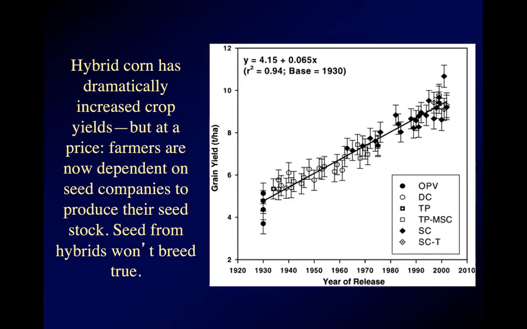The catch, though, is that farmers now depend on seed companies to produce their seed stock. You can't save your seed anymore. You have to buy it because seed from hybrids is not going to breed true. If you take a hybrid plant and you save seed from it, the offspring are going to have all kinds of allele combinations. And it's pretty much unpredictable what sort of offspring you might get. It's not an efficient way to work. So the price is that farmers are now dependent on seed companies to produce the seeds that they plant from.